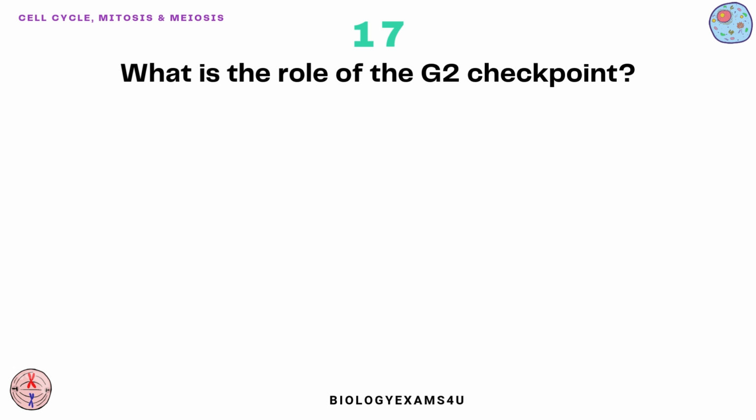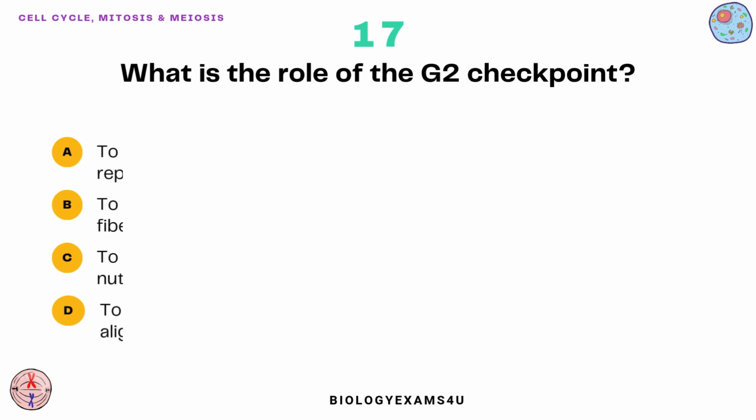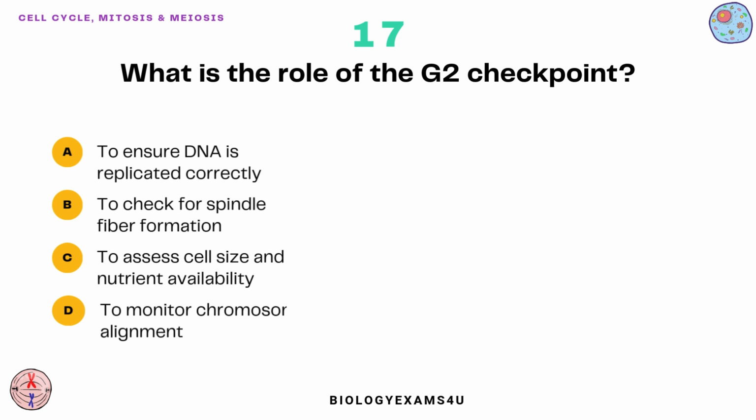Question number 17. What is the role of the G2 checkpoint? Options are A, to ensure DNA is replicated correctly, B, to check for spindle fiber formation, C, to assess cell size and nutrient availability, D, to monitor chromosome alignment.